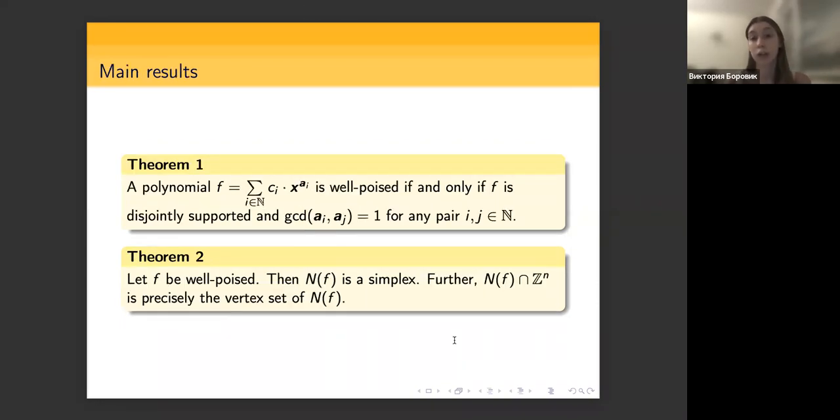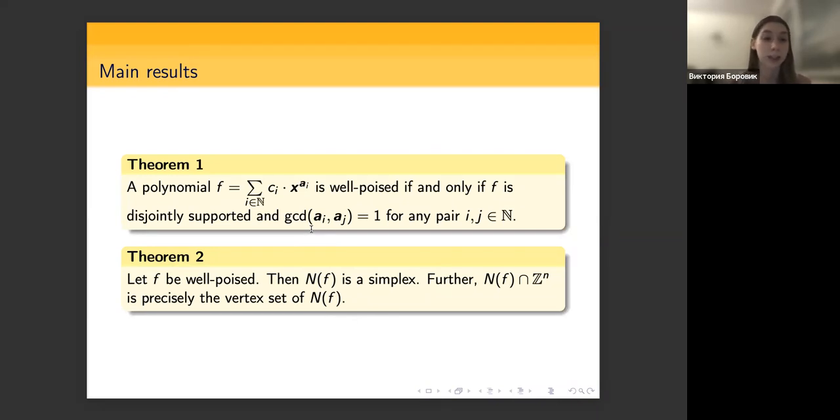So, and now I'm ready to give you the main results of this paper. Theorem 1 states that a polynomial f is well-poised if and only if f is disjointly supported, and also the greatest common divisor of any pair of its exponents equals 1. So the authors give a complete description of such polynomials. And also they give a complete description of combinatorial invariants of these polynomials and the hypersurfaces.